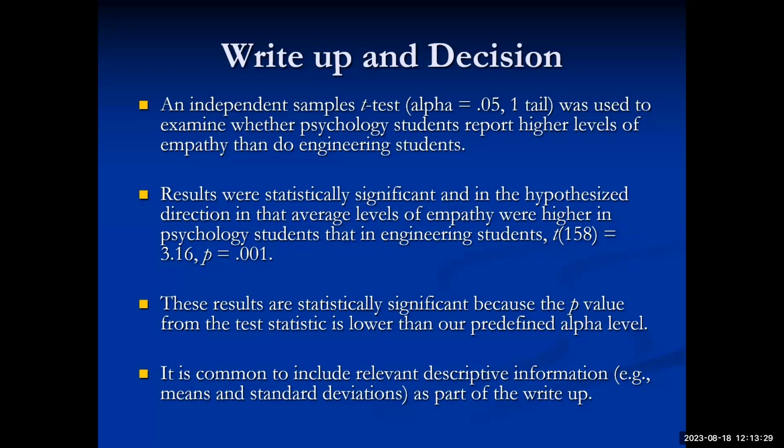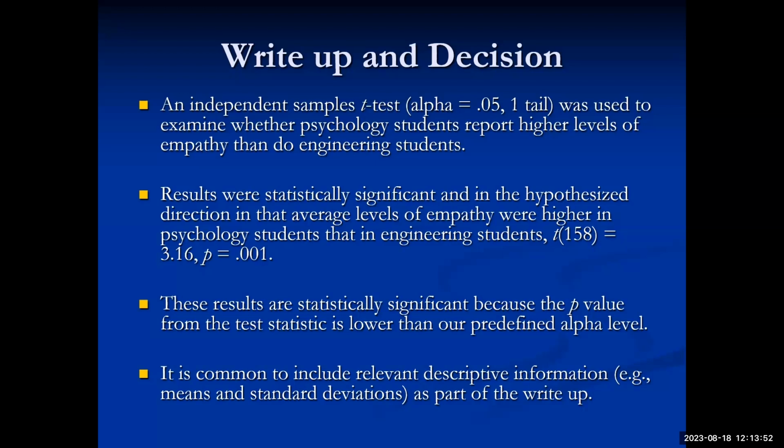Next, we have some technical statistical information. The way we would read that is t on 158 degrees of freedom equals 3.16, p equals 0.001, and that's a p-value from a one-tailed hypothesis test. So t is just the name of the test statistic in this case.